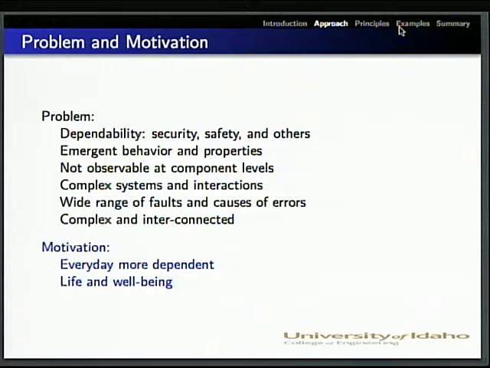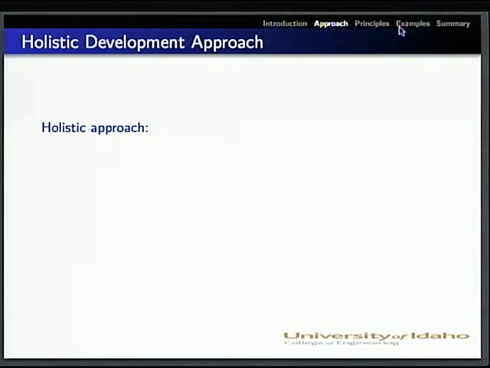For example, if a system that controls an oil pipeline fails and there is an enormous spill of oil, you may be affected by it. Even if you're not close to it, you will still be indirectly affected. So either directly or indirectly, we are affected more than we would like by these accidents. So the motivation is we need to make sure that when we develop these systems, we do it in a safe and secure way. So the approach is that we need to do this holistically.